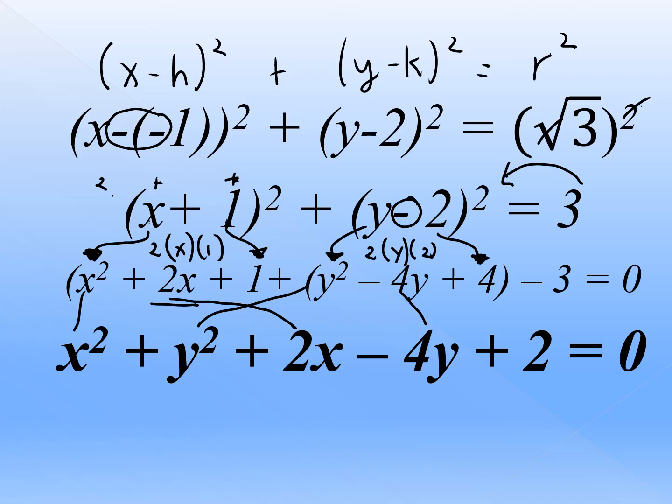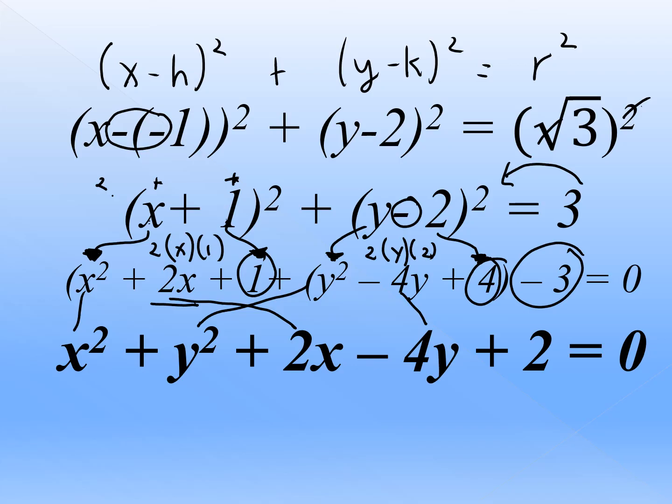Now, if we're going to take a look on this one, there are three constant terms. We have 1 plus 4 minus 3. So we can simplify that one. 1 plus 4 is 5, minus 3 is equal to 2. That's the reason why it becomes 2. So from that one, we can get the general form of the equation of the circle: x squared plus y squared plus 2x minus 4y plus 2 equals 0.